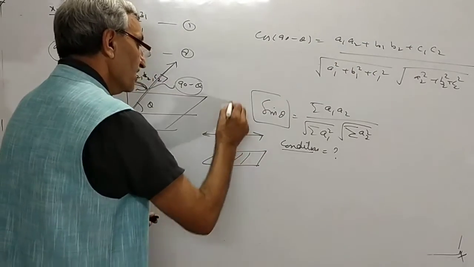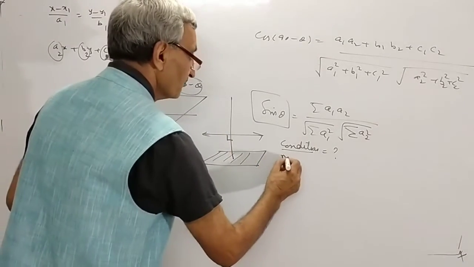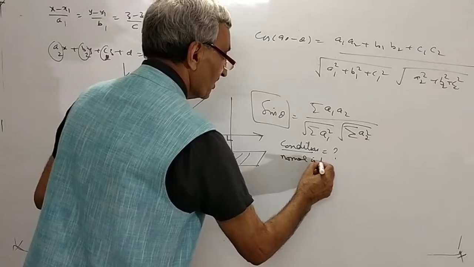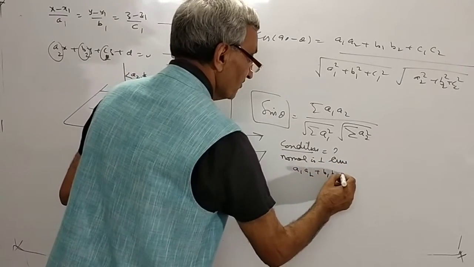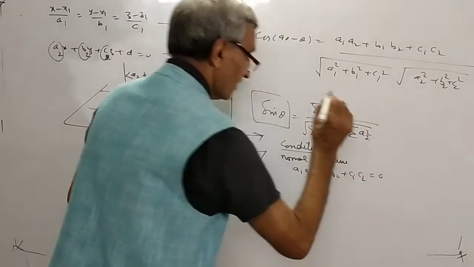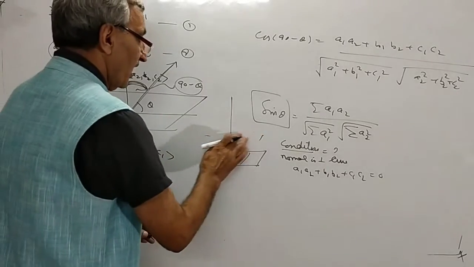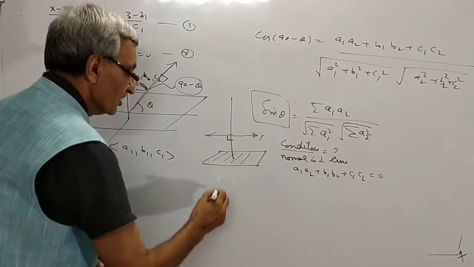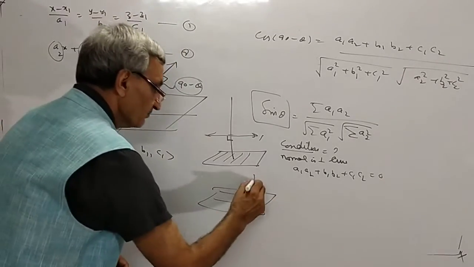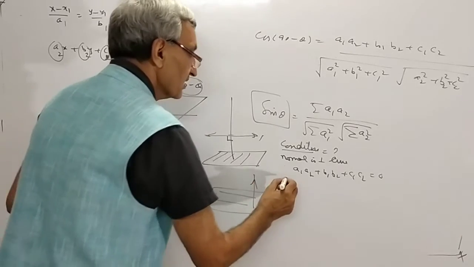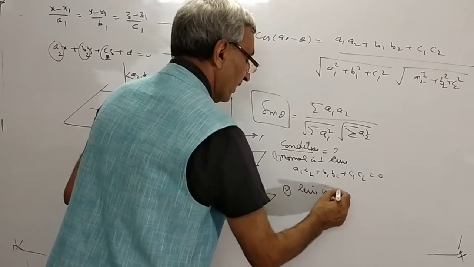It means the normal is perpendicular to the line. Therefore, a1a2 + b1b2 + c1c2 is equal to 0. That is condition number 1. And what is the condition that the line is perpendicular to the plane? That is condition number 2.